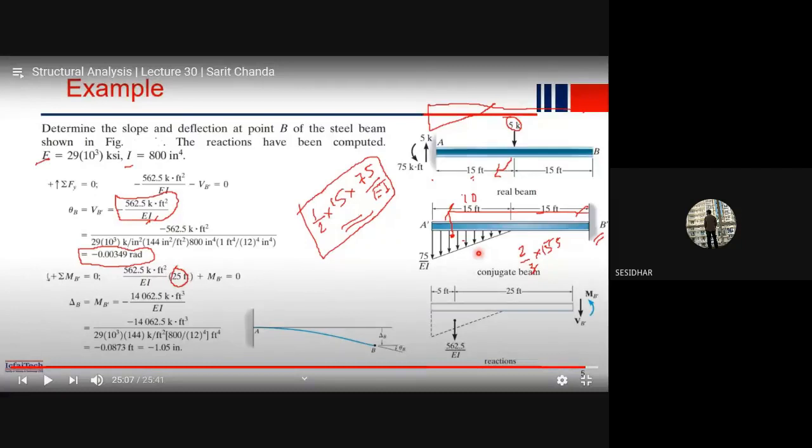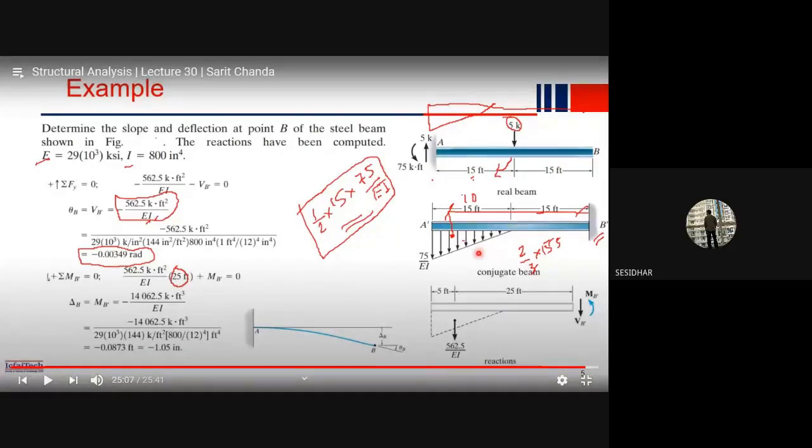And it is also distributed throughout the beam. What is the M by EI diagram? That same will be the loading. If M by EI is distributed, then the loading also will be distributed, depending on the M by EI diagram. Okay. What about Sachin now?